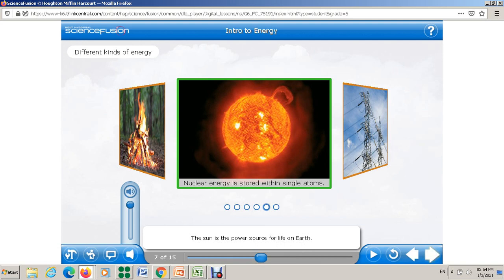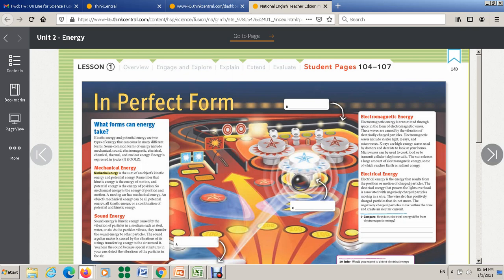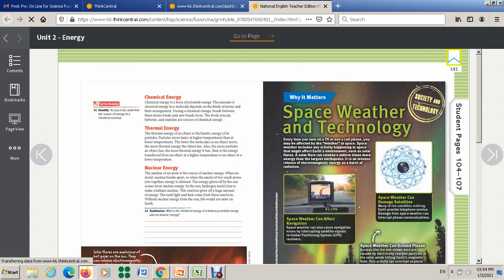I want you to go now to your book, page 106. On page 106, there is question 12. We want to discuss it together. This question asks: why is the chemical energy of a battery potential energy and not kinetic energy? Why is it not kinetic? We call the chemical energy inside the battery potential.